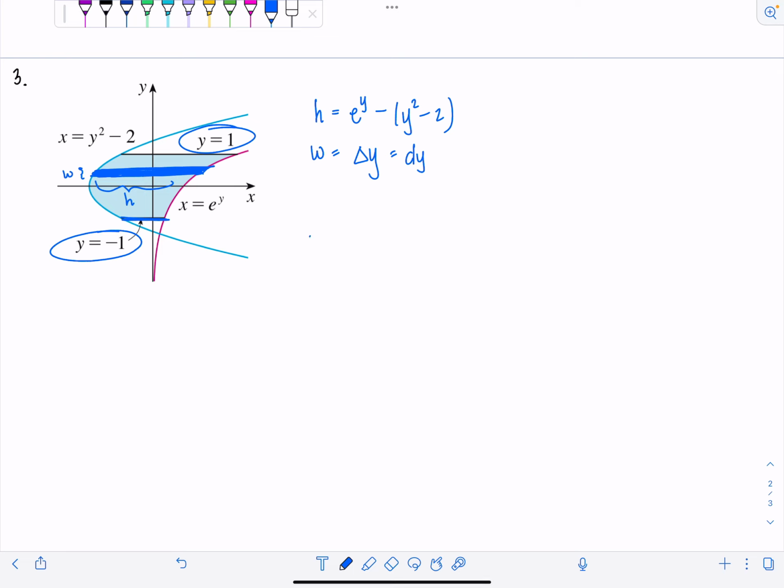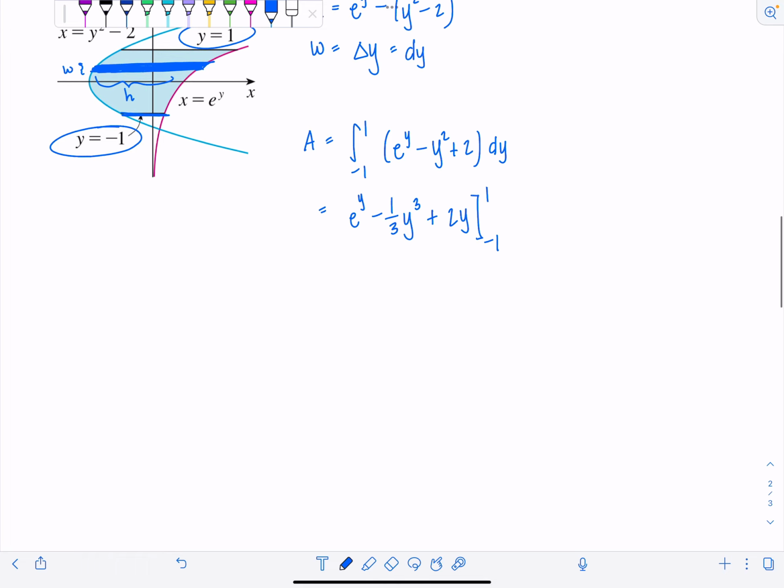Okay. So area equals integral -1 to 1. Height I have here, e to the y. I'm going to distribute the negative, okay? Minus y squared plus 2 dy. And then we can just integrate term by term now. So this is going to be antiderivative of e to the y is just e to the y. Negative y squared. So add 1 to the exponent, divide by 3. This is going to be -1/3 y cubed plus 2y. Yeah? You're okay? Good. Evaluated from -1 to 1.